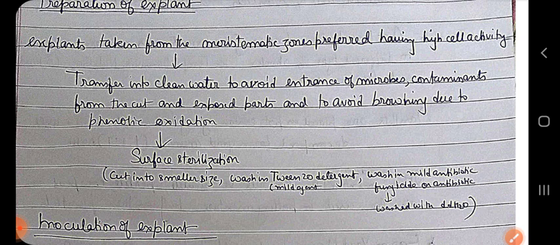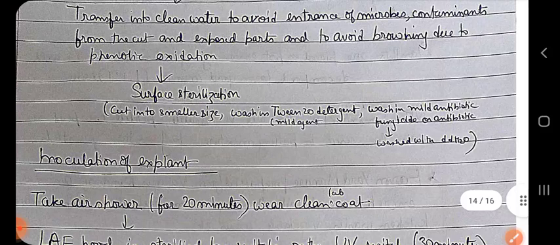You have seen that when you cut certain plants, after some time that particular portion of the plant becomes brown, and that occurs due to phenolic oxidation. To prevent that phenolic oxidation, we have to immediately transfer that cut portion of the plant tissue into water. Then we have to perform surface sterilization.